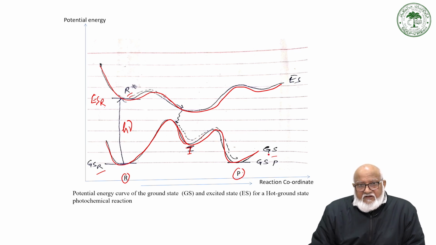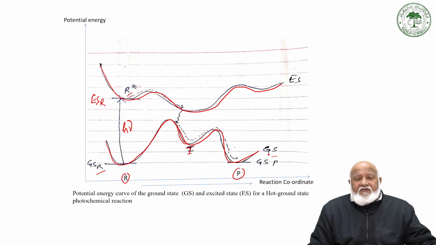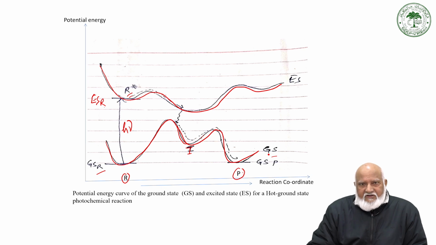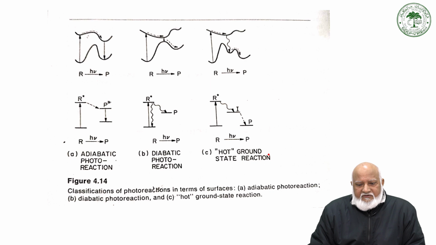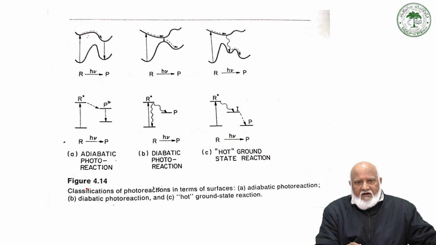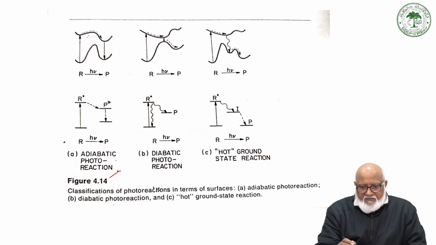So this is the third type of photochemical reaction, that is the hot ground state photochemical reaction, where there is the involvement of an intermediate I. In the next slide, all these three types of photochemical reactions have been represented. As usual, we have three types: adiabatic photochemical reaction, diabatic or non-adiabatic photochemical reaction, and the third type is hot ground state.